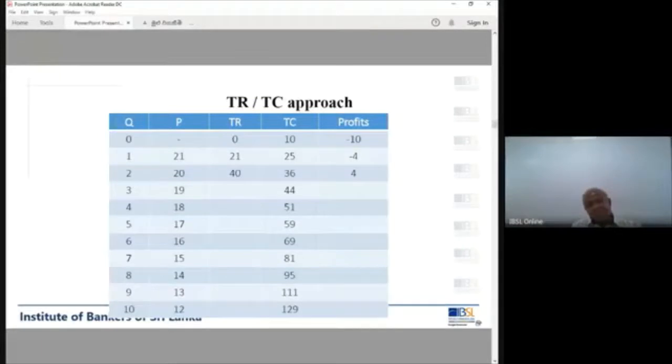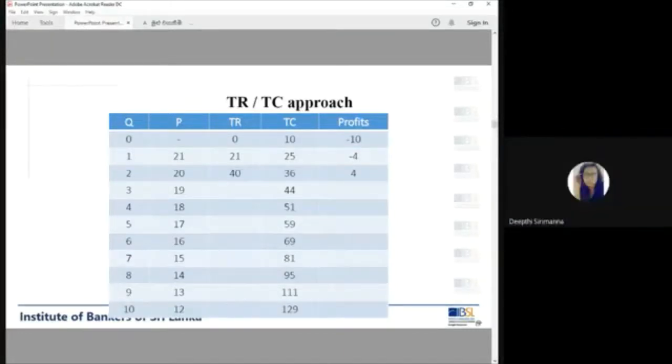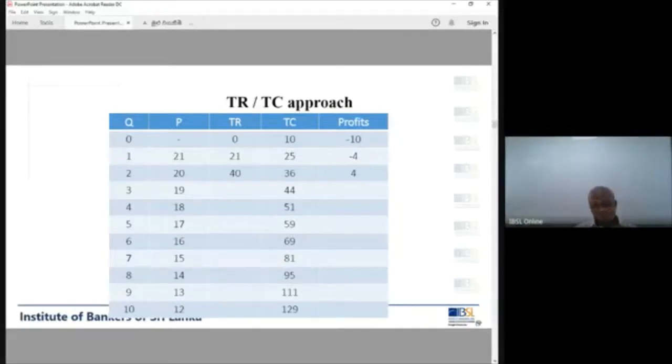3 into 19, 57. 57 minus 44, that is the profit. 57 minus 44 is 13, profit. Then 4 into 18, 72. 72 minus 51, profit, which is 21. Like that you can calculate.